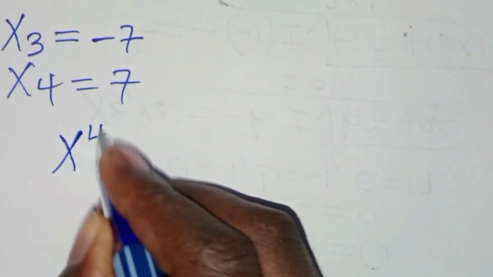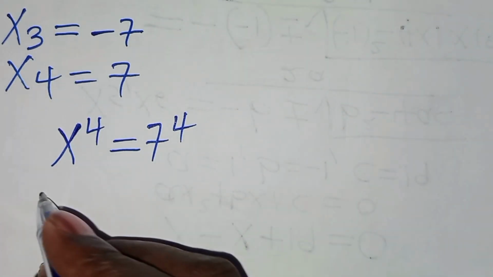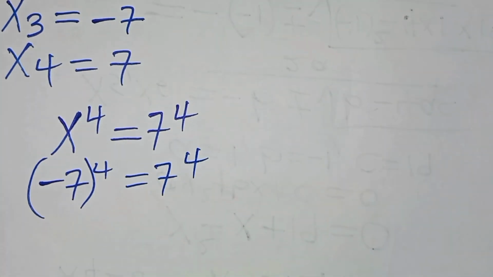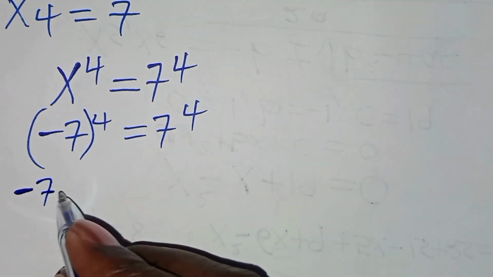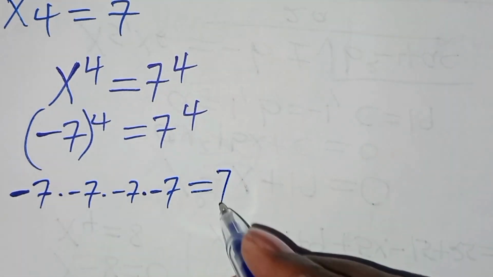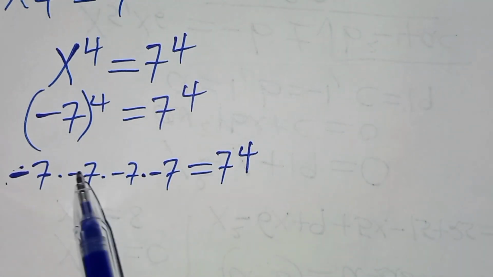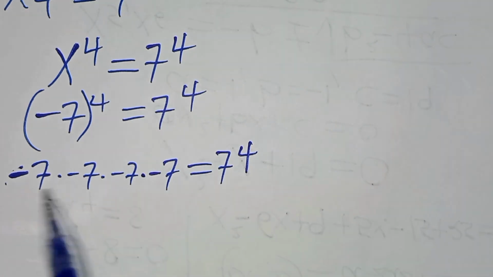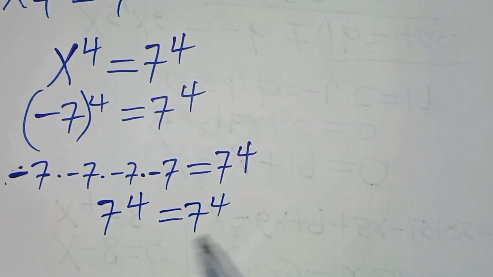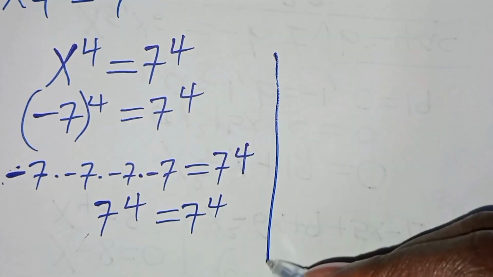Given that x to power 4 should give us a value of 7 to power 4, we have negative 7 to power 4. This is the same thing as negative 7 times negative 7 times negative 7 times negative 7. Negative times negative is positive, then negative times negative is positive. So essentially here, we have 7 to power 4, which is equal to 7 to power 4. The left-hand side is equal to the right-hand side, and therefore x3 satisfies the equation.